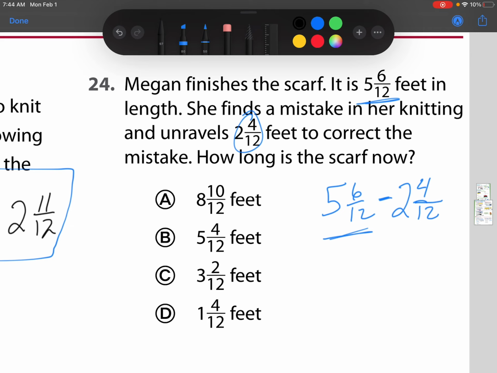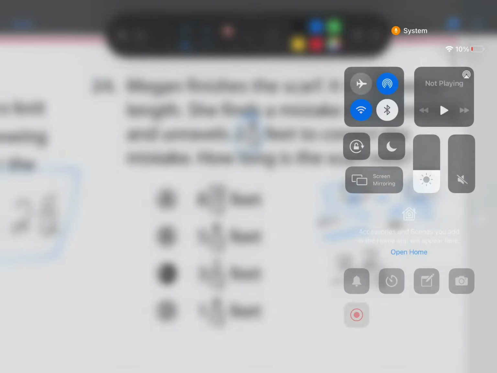Well, we have 6 minus 4 is 2 over 12, and 5 minus 2 is 3. So does that answer match any of ours? Yes, it does. It matches C. And that is it, guys, for our lesson.